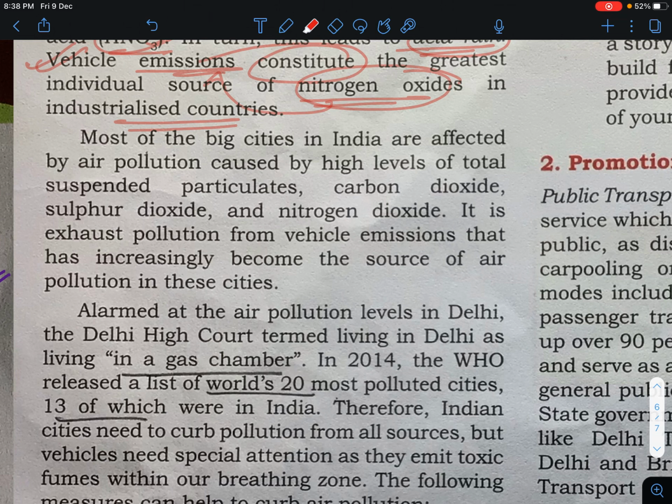Most of the big cities in India are affected by air pollution, caused by the high level of total suspended particles. Means what are the reasons for air pollution? First one is the high level of total suspended particles. Second one is carbon dioxide. Third one is sulfur dioxide and nitrogen dioxide. And exhaust pollution from vehicle emissions has increasingly become the source of air pollution in the cities. Now, it is saying that vehicular emission has increased in urban areas and become a source of air pollution in the cities.